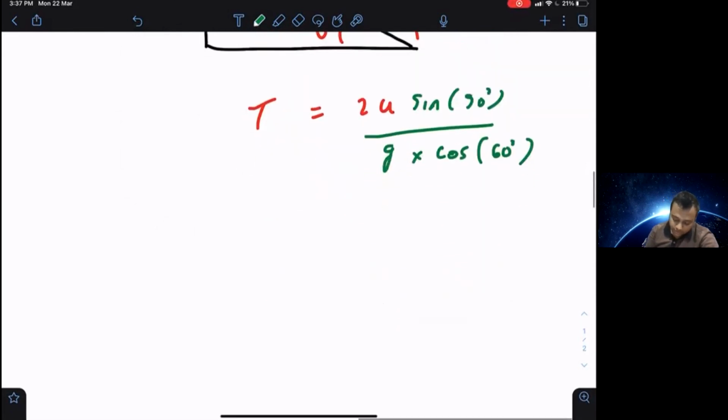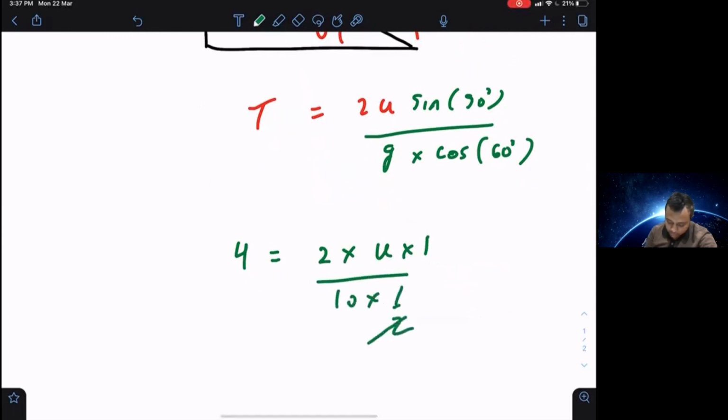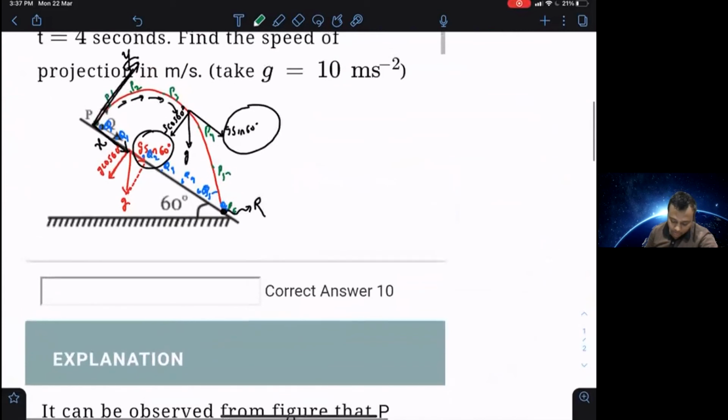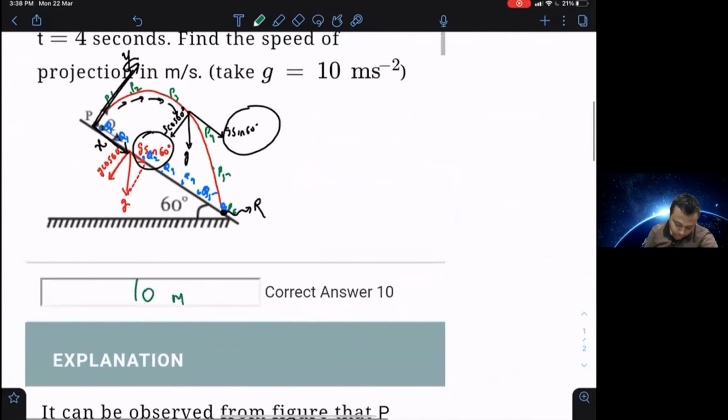Now what is given is that the time of flight is 4 seconds. We have to find the speed of projection. Sin 90 is 1, g is 10, and cos 60 is half. So we get u equal to 10. So the initial speed of projection for particle P should be 10 meters per second, so that P and Q collide at 4 seconds. Thank you very much.